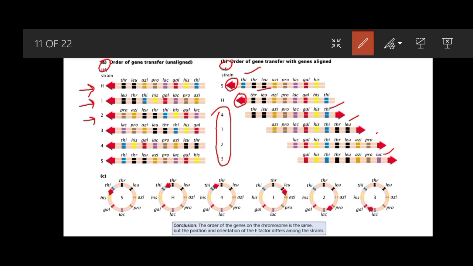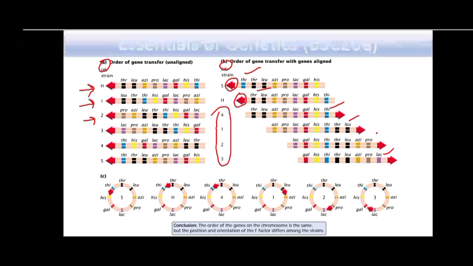So in this way we can map the bacterial genes on the chromosome. So the order of genes on the chromosome is the same, but the position and orientation of the F factor differs among the different strains. So in this way the interrupted conjugation method can be used to map the bacterial genes.